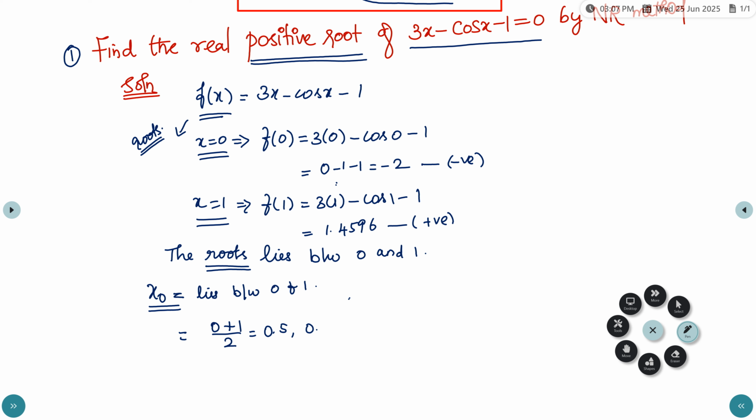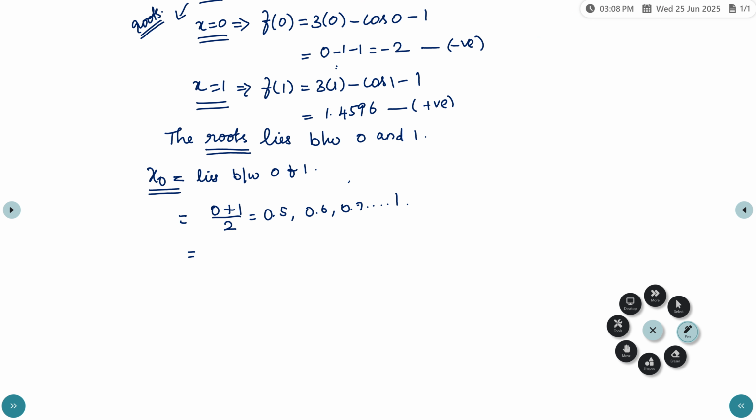Otherwise, 0.6, 0.7. For your convenience, you can take any value up to 1. So I am going to take the value 0.6. That is your wish. You can take 0.5 or 0.6 or 0.7 up to 1. Okay, I am going to take x0 as 0.6. I am going to fix this x0.